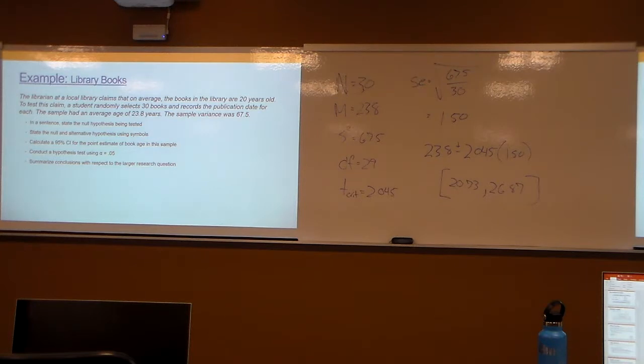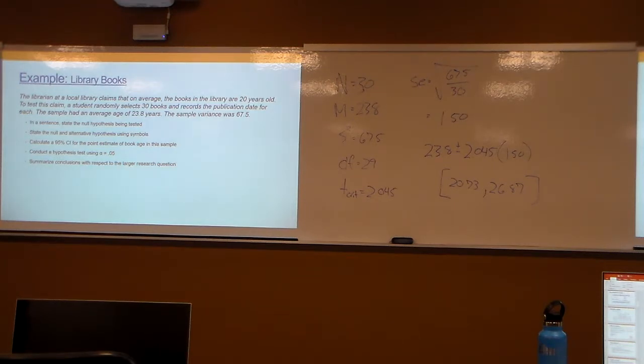And this is where I want you all to get good at this, it'll be second nature because we're going to be doing it a lot. Remember, we can interpret our interval estimates this way: based on the data that we've collected, our best guess for the population mean age of books in the library is 23.8. But any estimate ranging from 20.73 to 26.87 years would be compatible with the data that we've collected. Those would be reasonable, plausible estimates.